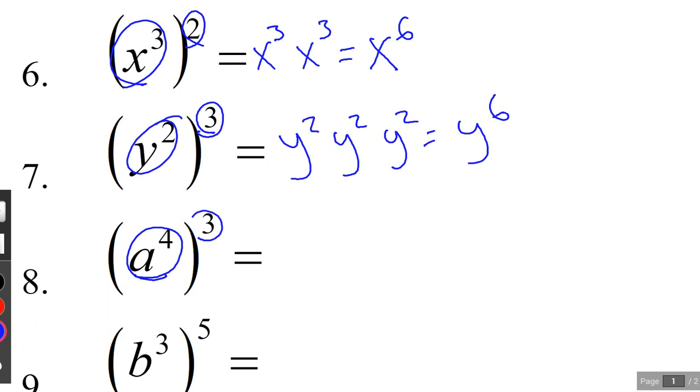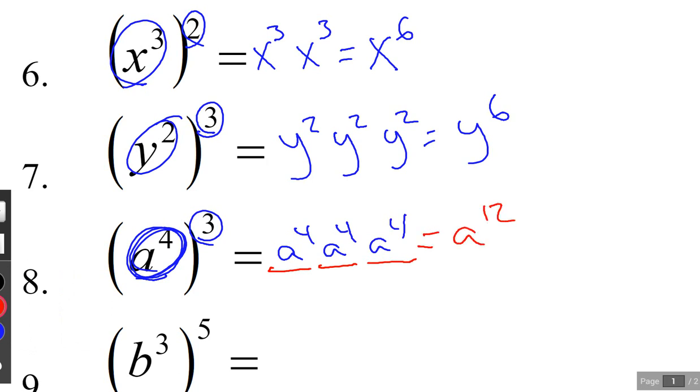3 of these, a to the fourth. A to the fourth, a to the fourth, a to the fourth. I have 1, 2, 3 groups of 4. So that's a to the 12th. I have 5 groups of 3, so that's b to the 15th.